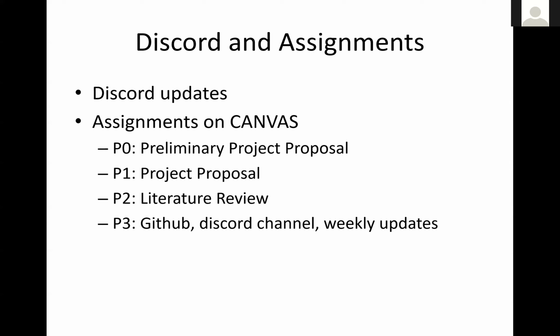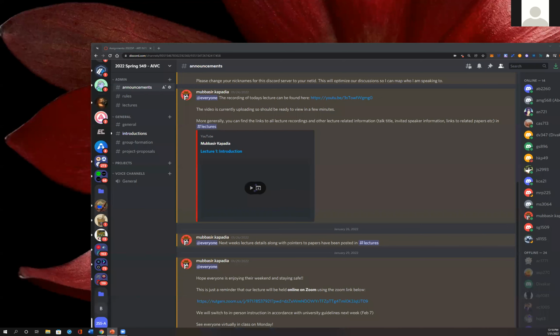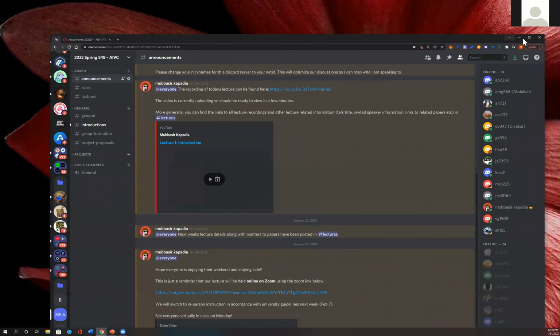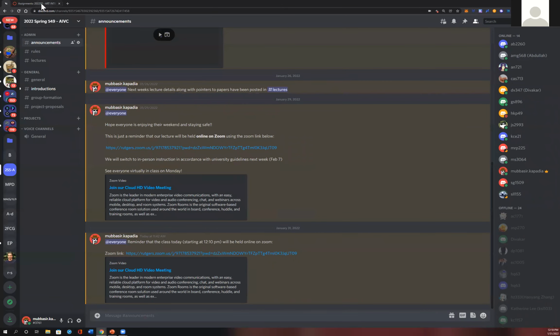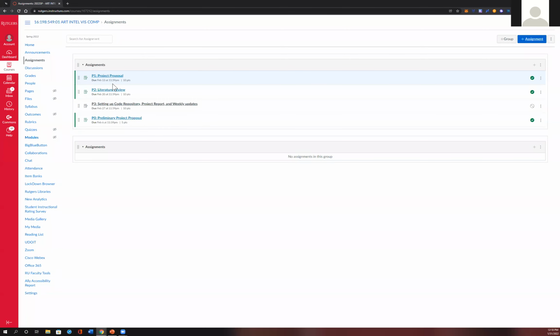P0, the preliminary proposal, will be due next week, and the subsequent assignments are due the weeks after. P1 is due 2 weeks from now, P2 is due 3 weeks from now, and P3 is due 4 weeks from now. So you already have a roadmap of your expectations and work commitments towards this class for the next month or so. Let me quickly switch over to that. You should now be seeing a Chrome window with Canvas. Can you all confirm that is the case?